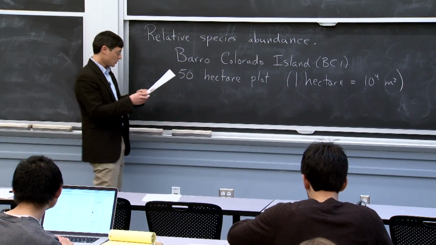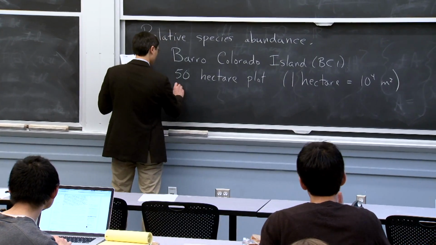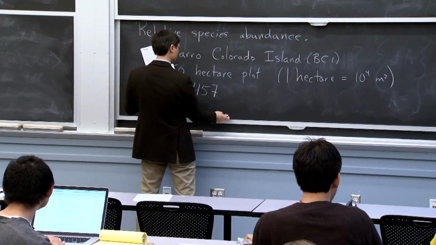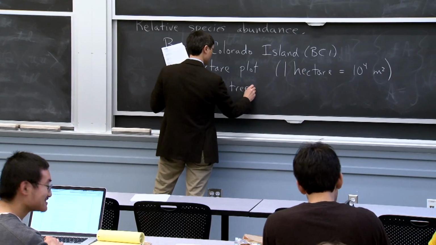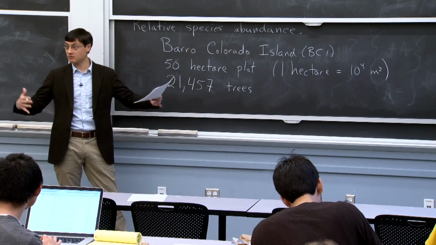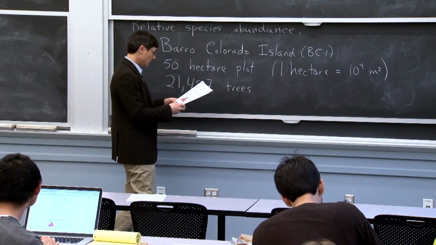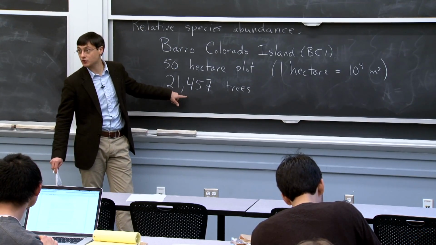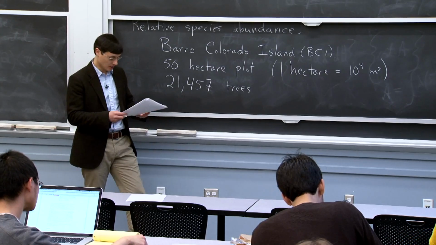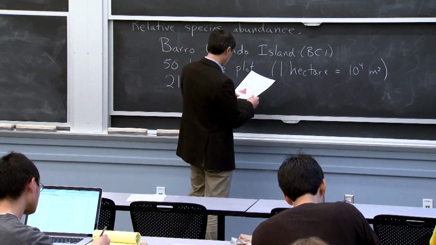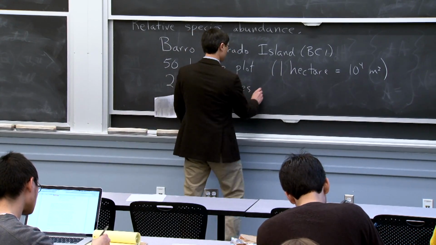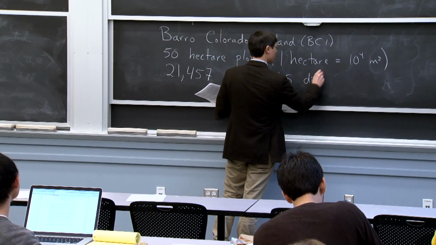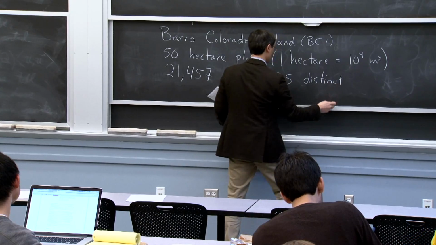Right. So there were 21,457 trees. 21,000 trees in this 50-hectare plot, and they identify the species for each one of these 21,000 trees, and they found there were 225 distinct species. So this is really quite an amazing data set.